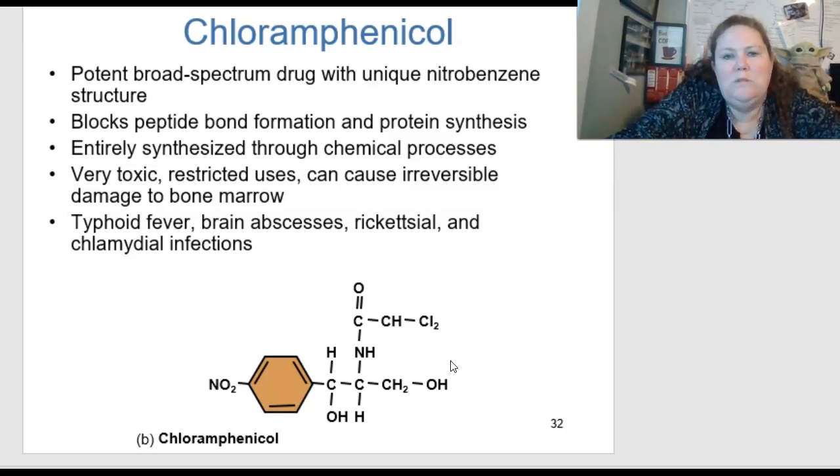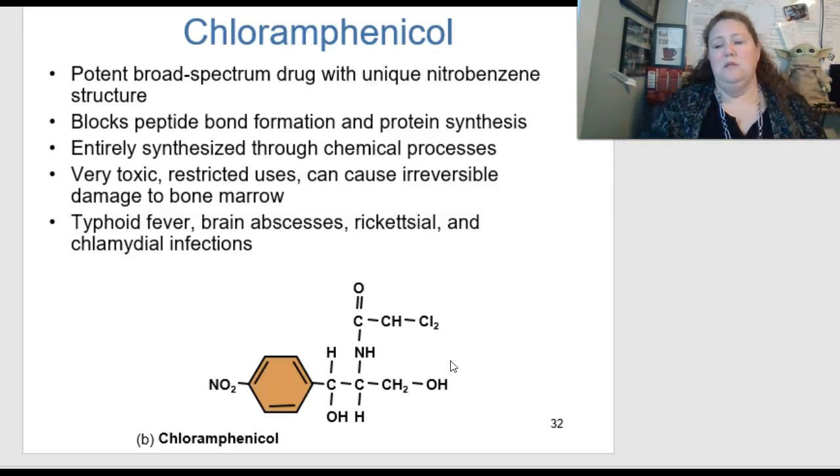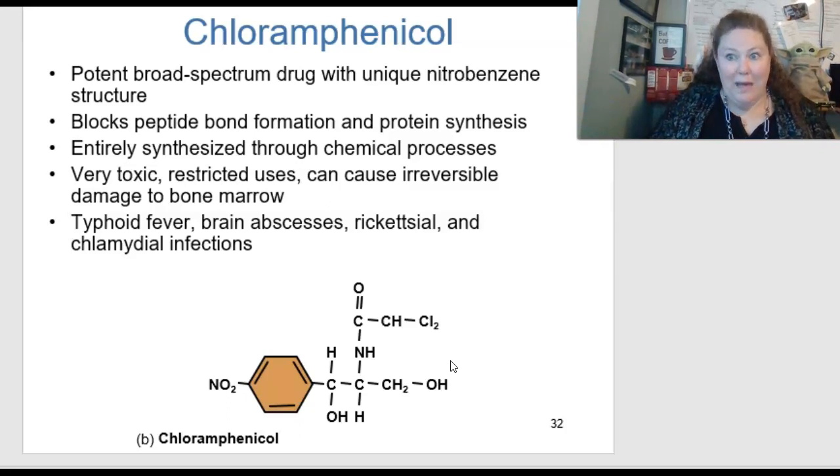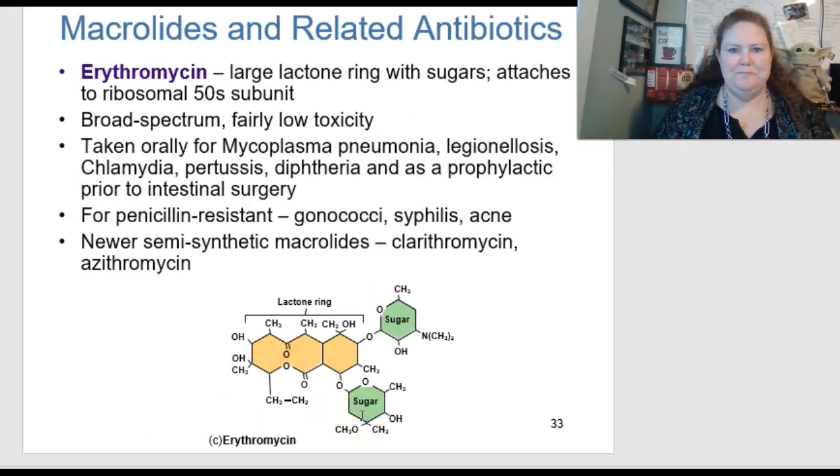Chloramphenicol. Okay, and these are potent broad-spectrum drugs with unique nitrobenzene structures. These block peptide bond formations and protein synthesis. These are entirely made through chemical processes, okay? And they are very toxic, which means that we restrict the use, and this can cause irreversible damage to your bone marrow. We use these for the really bad guys, like typhoid fever, brain abscesses, rickettsial, and chlamydial infections that are quite advanced, okay? So again, this is the structure on figure 12.10, and you can see that it's just a ring structure with the side chain.